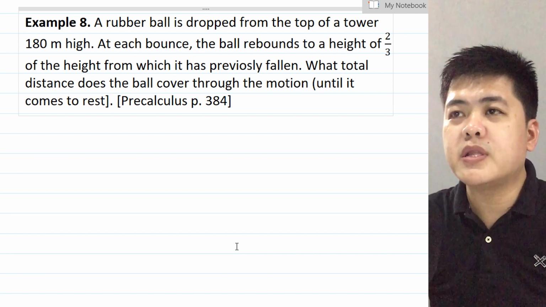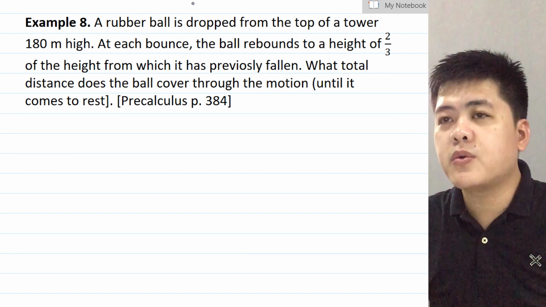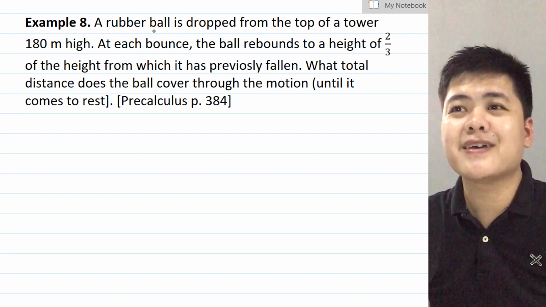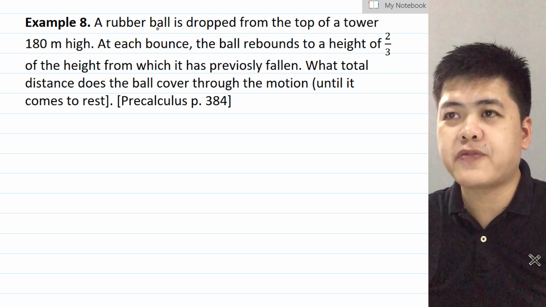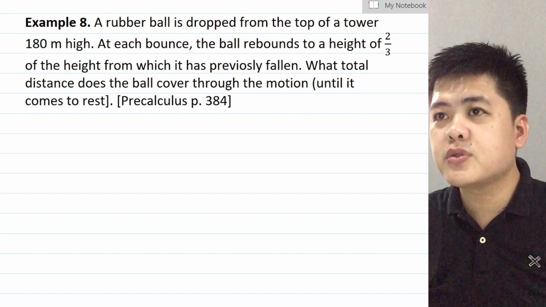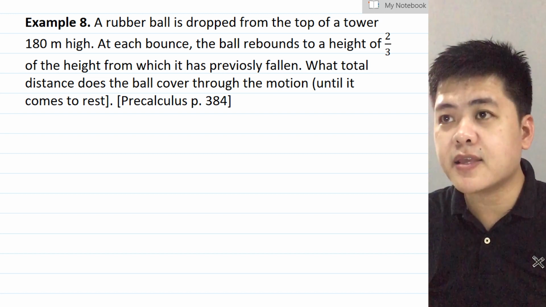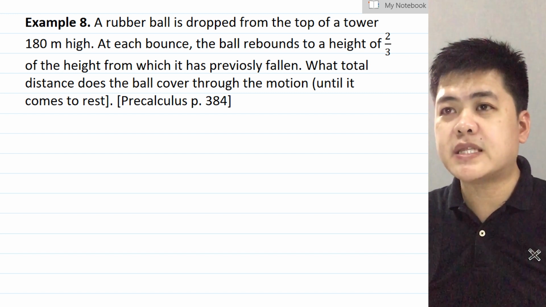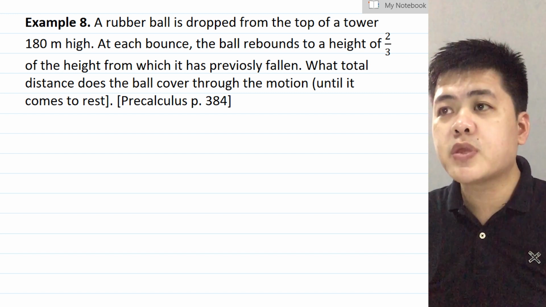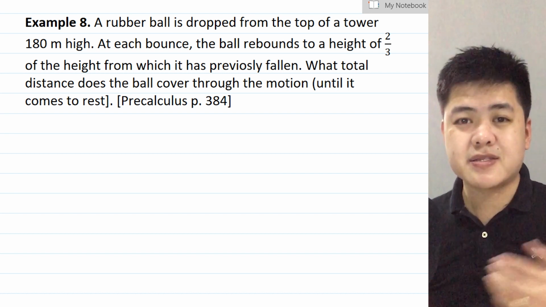So let's have example 8. A rubber ball is dropped from the top of a tower 180 meters high. At each bounce, the ball rebounds to a height of 2/3 of the height from which it has previously fallen. What total distance does the ball cover through the motion until it comes to rest?